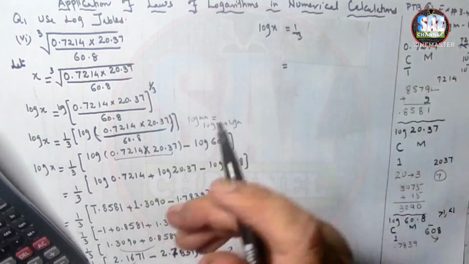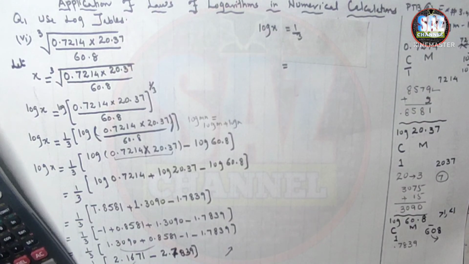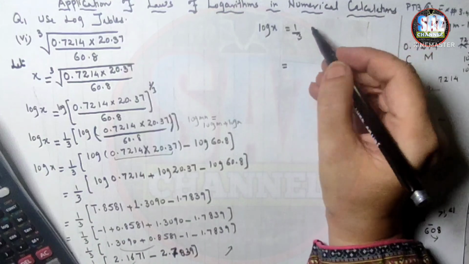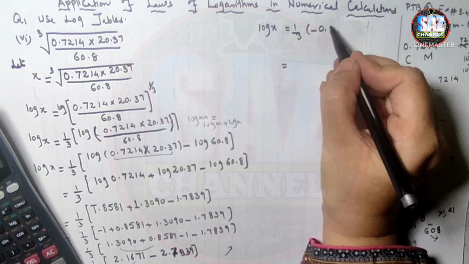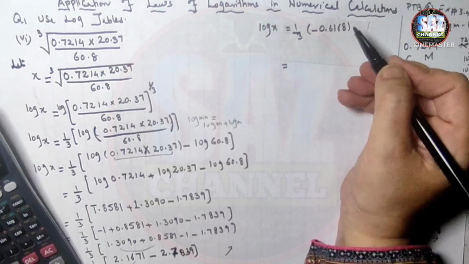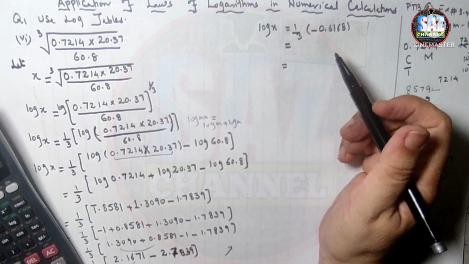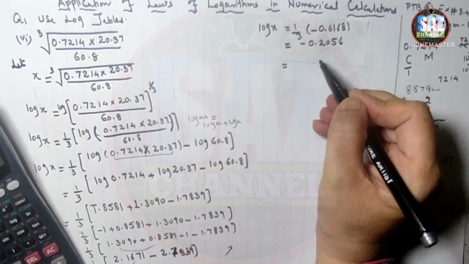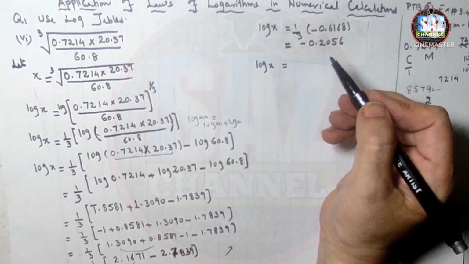let me do the calculation. 2.1671 minus 2.7839 gives 0.6168 minus. I have to divide this number by 3 now. This will give me 0.2056 minus. Now you can see the value that we are getting is with a minus sign.